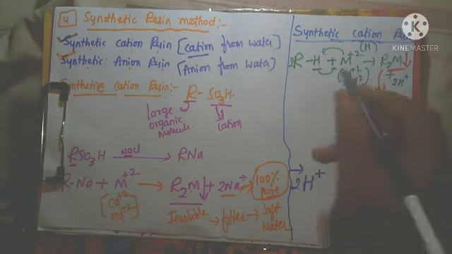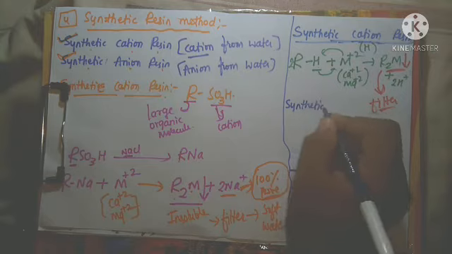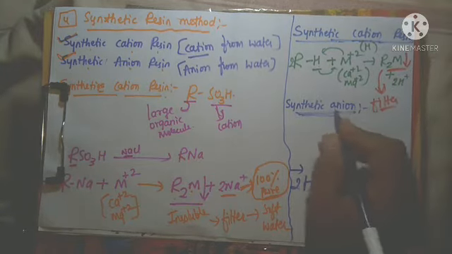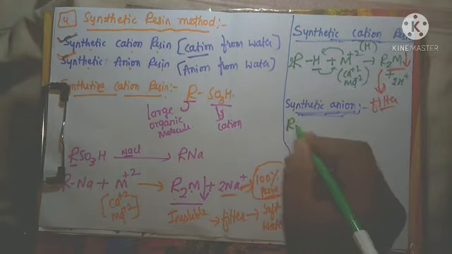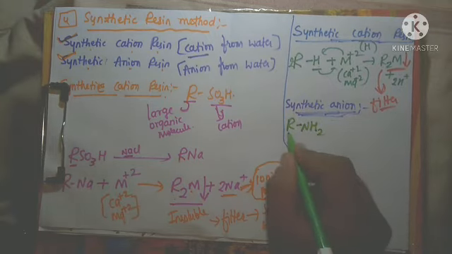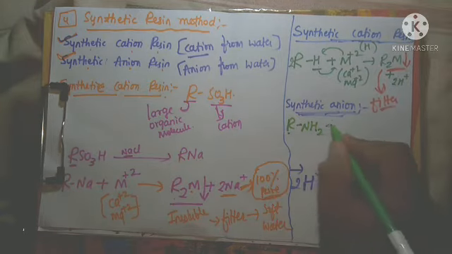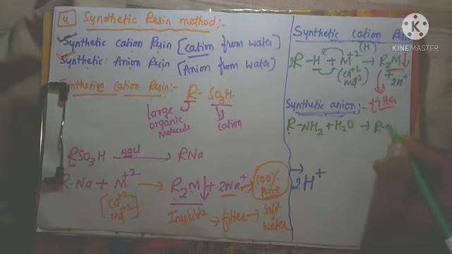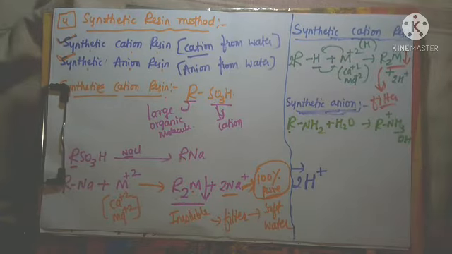Now, this is for synthetic cation resin. Now, I will use synthetic anion resin. Here is a large organic molecule attached with the anion NH2. NH2 is an anion, therefore it is called synthetic anion. When it reacts with water, what happens? H adds to the N, therefore it will be RNH3OH, with NH3 positive charge and OH negative charge.